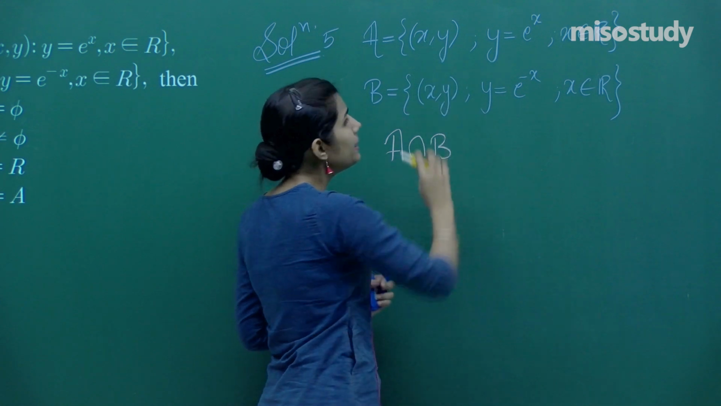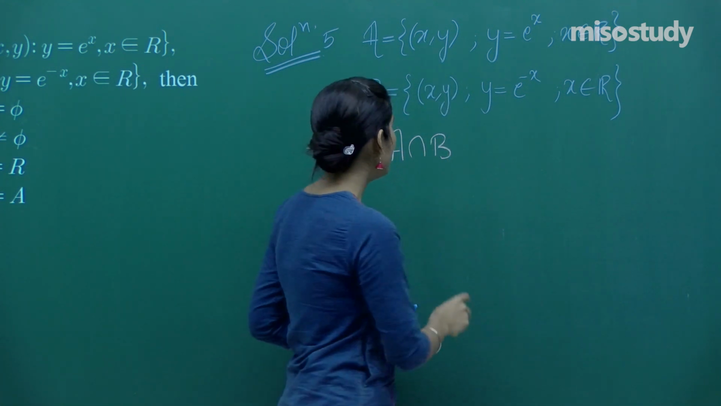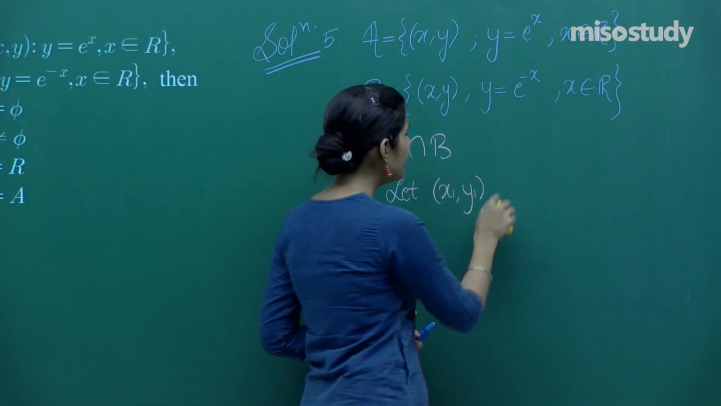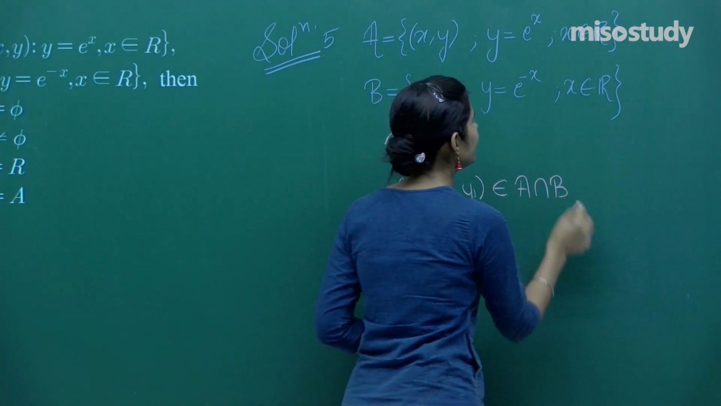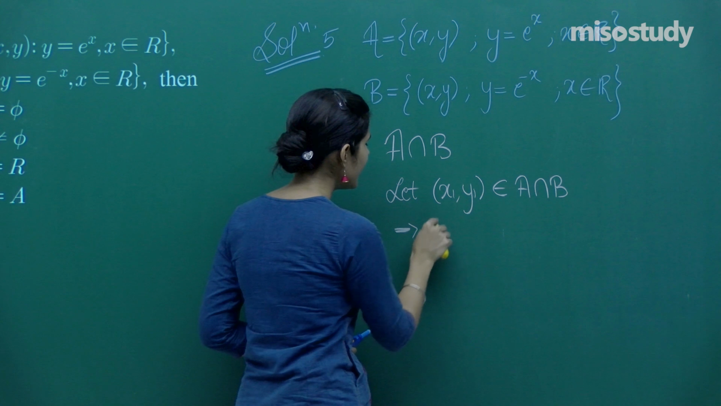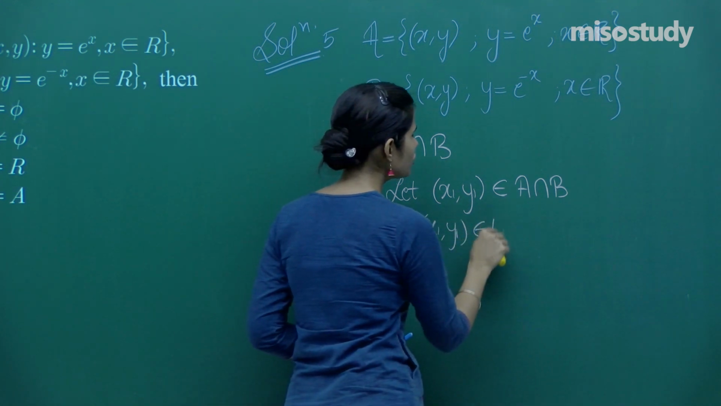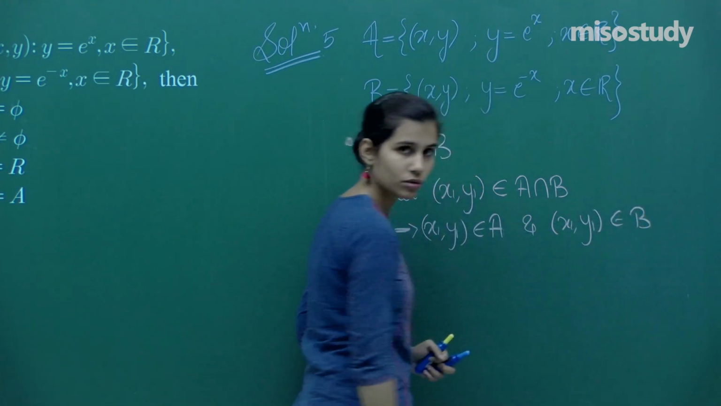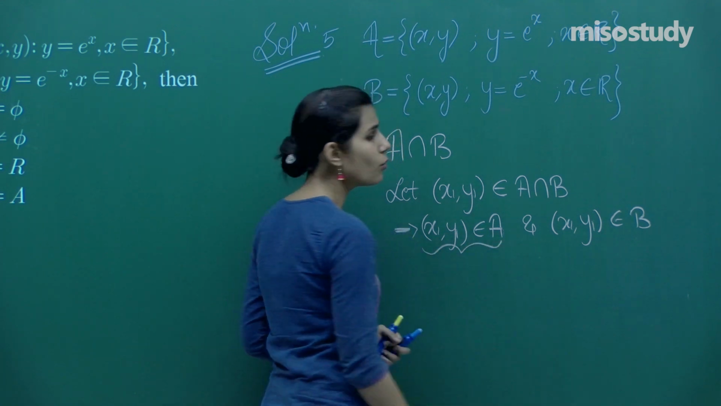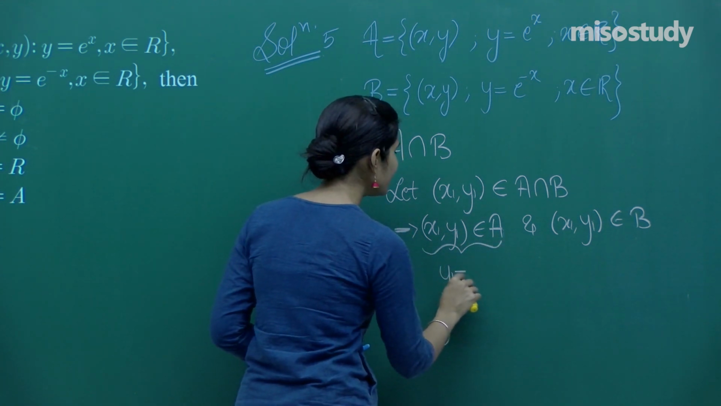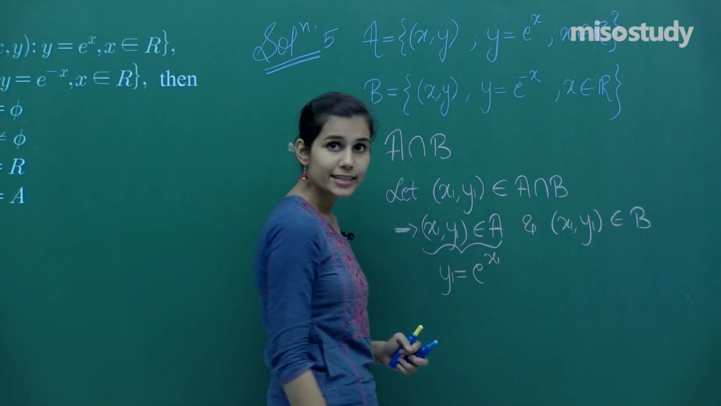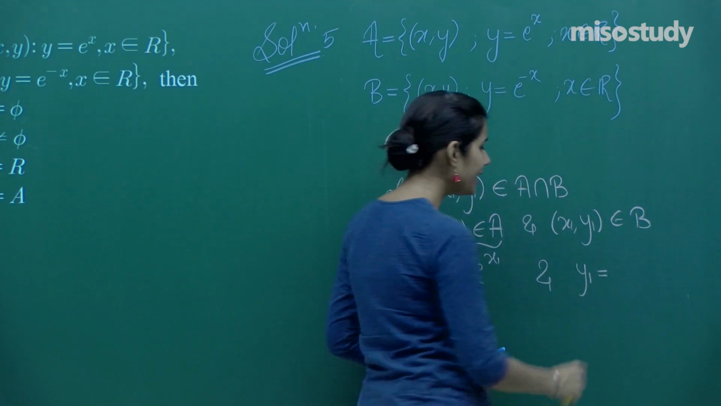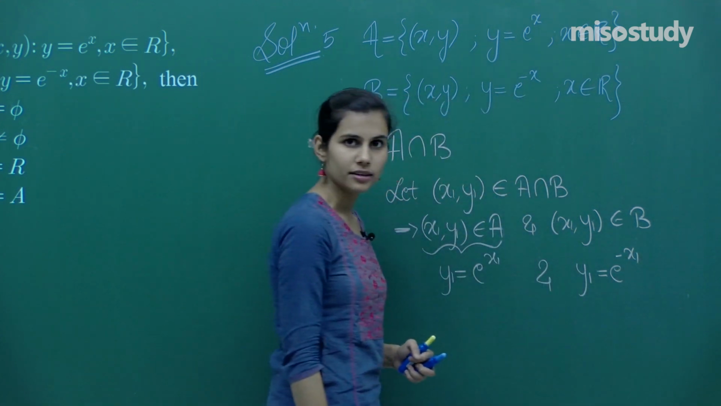How can a tuple be both in A and in B? Well, let x1 comma y1 belong to A intersection B. This means x1 comma y1 belongs to A and x1 comma y1 belongs to B also, right? Because x1 comma y1 belongs to A, therefore y1 is equal to e to the power x1 and y1 is equal to, because it belongs to B, e to the power minus x1.